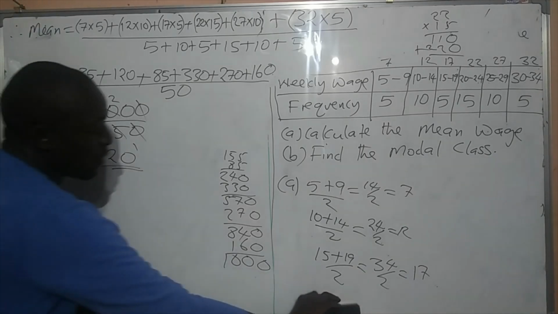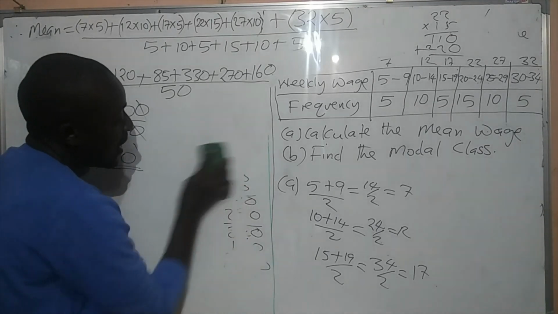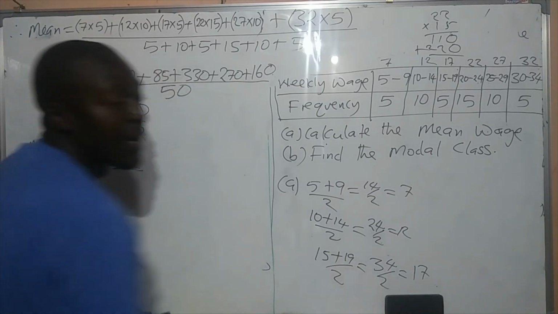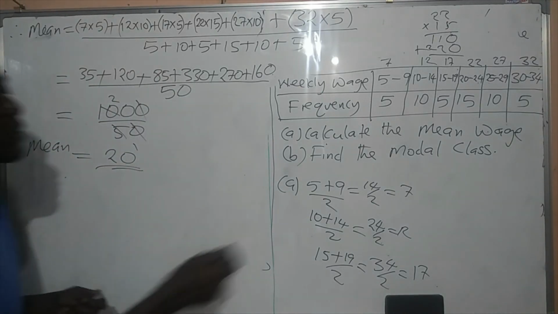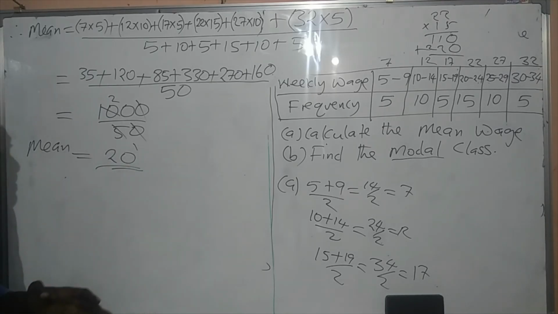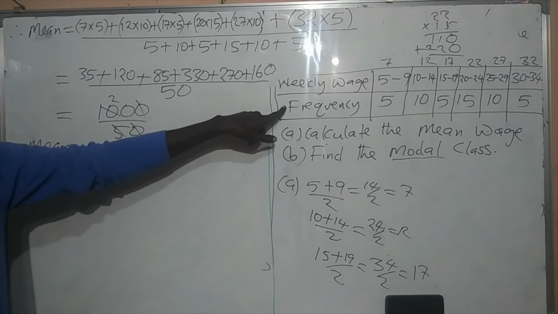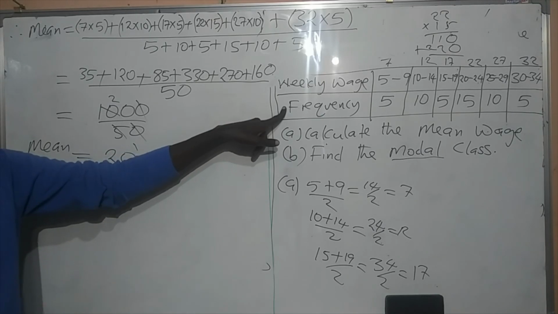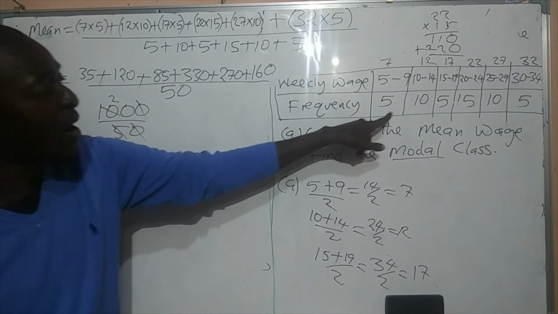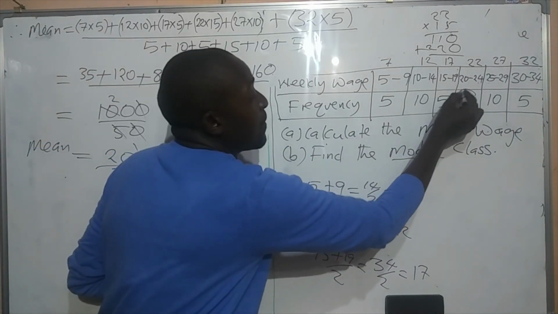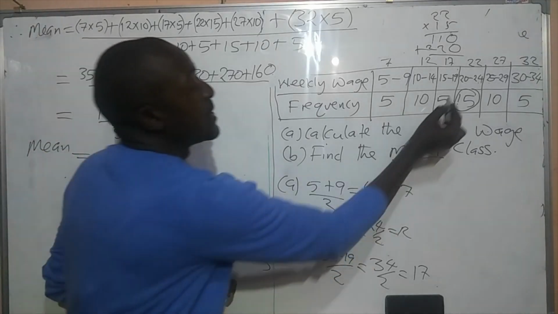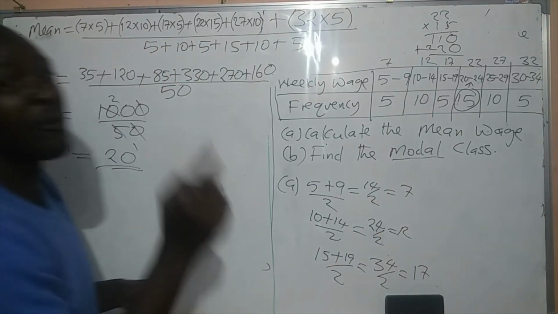Okay, so then we can go to the next question. The next question says, find the modal class. Remember this word mode, it means something that appears more times than the others. So what you are going to do is you come to the frequency, and then you check for the biggest number here. In our case, the biggest number is 15. Therefore, the modal class is this one on top of 15.